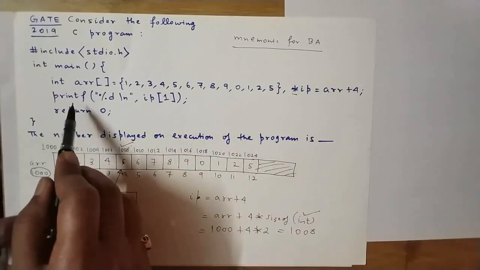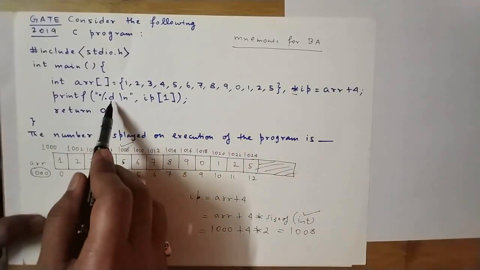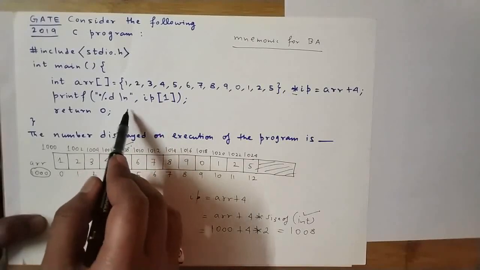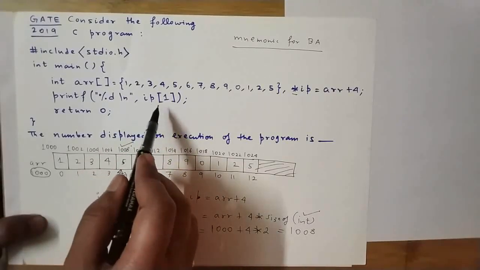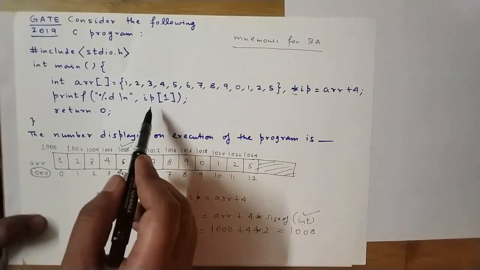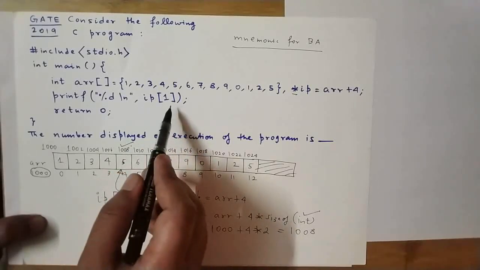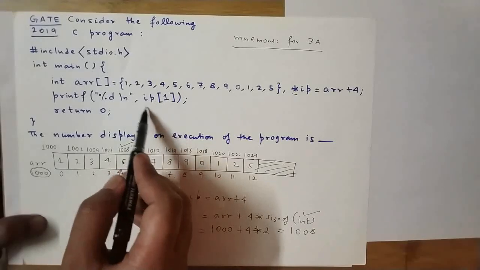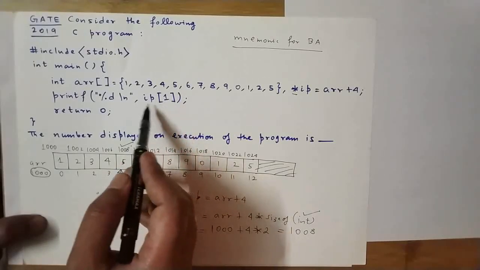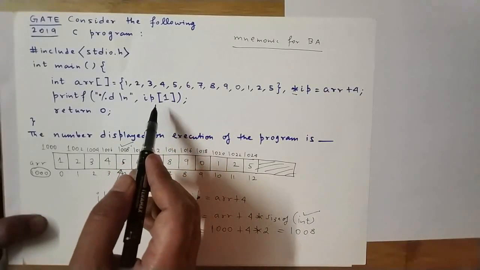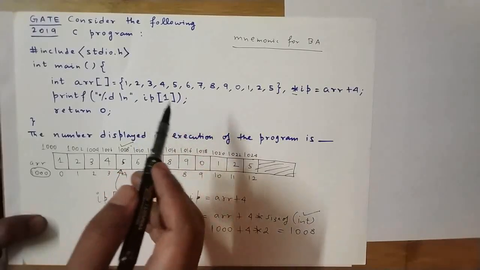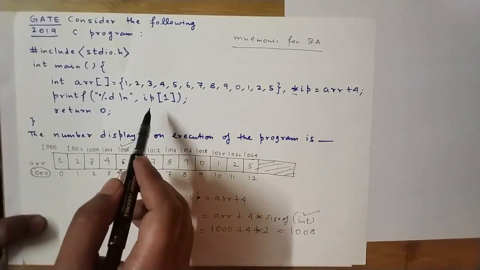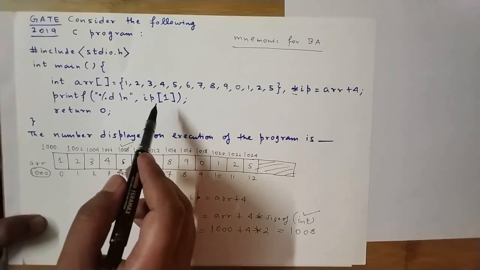Now in the next line, what we find here is printf %d \n. This is an escape sequence for the new line character. IP of 1. Now you might be surprised to see this IP of 1. Can I really do this? We do array indexing using the name of the array. But this is a pointer, right? How can I index an array using a pointer name? The thing is, if my pointer points to an array, then I can index it using the pointer variable itself.